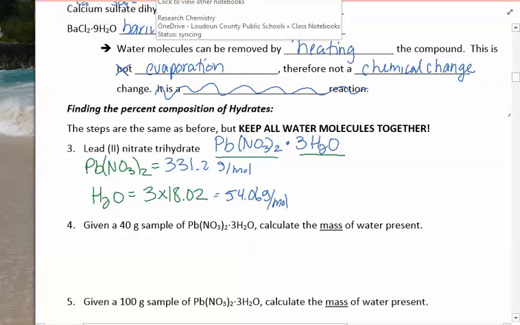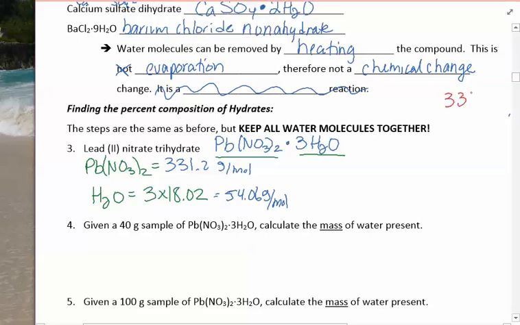So now we can add these together, and when we add them together, it is going to change sig figs. If you take a look at it, you have 331.2 plus 54.06. So you're going to have to round again to the tenths place. So you're going to end up with 385.3 grams per mole. So with that total, you're going to take the mass of the salt divided by 385.3 times 100, just like the percent problems that we've done before.